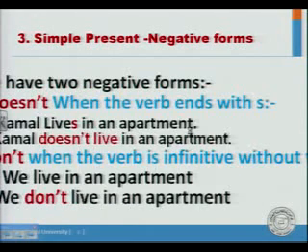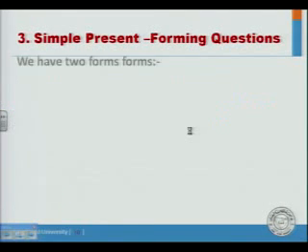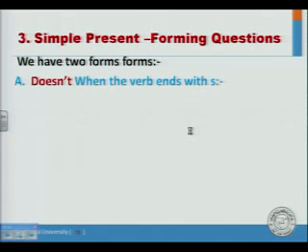Let's take the next one, number 3, which is about forming questions. How to form a question if the statement is in simple present. Again, we have two forms. We use does when the subject is he, she, it, or a noun, Salim, Ahmed, Ibrahim, Khalil, any name, Huda. So we use does, and it's written here.